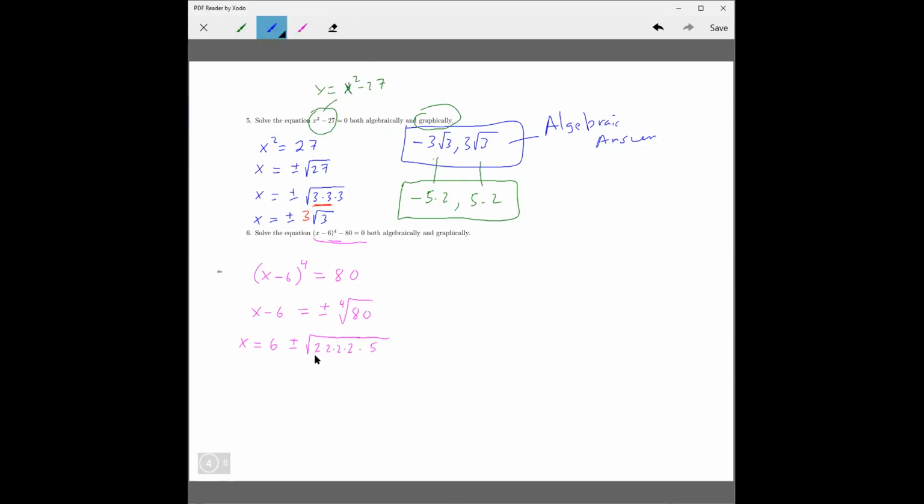Okay, and these 2's all come out as 1 2 out of the radical. Oh, I'm sorry. This is the 4th root of 5, so I'm gonna put a 4 there. Okay, and so that means that the answer is 6 minus 2 times the 4th root of 5, and 6 plus 2 times the 4th root of 5. Okay, now in WebAssign, to get this, to get 4th root, let's see, what do you do?